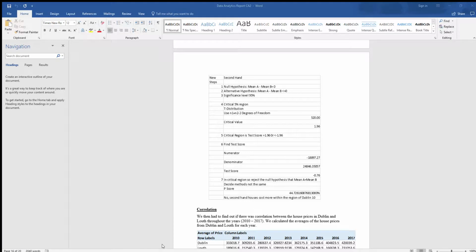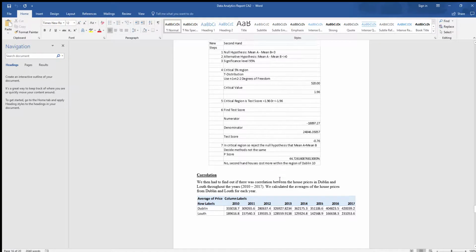And step 5 is the correlation graph, which was found using this. We see from this that there is a positive correlation between the house prices of Dublin and Louth, which means that they're both increasing towards 2017. There was a dip in Louth, but overall, towards 2017, they were increasing, which is again summarized in here.